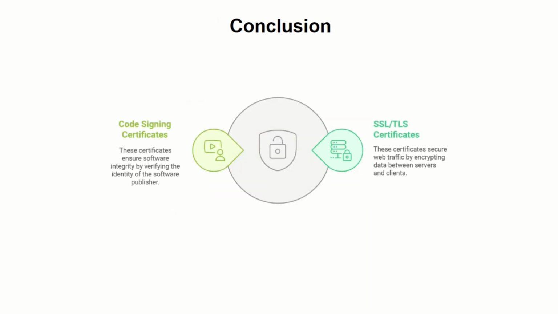So, to summarize, certificates for applications are essential for ensuring secure communication, verifying identities, and building trust with users. Whether you are securing web traffic with an SSL/TLS certificate or ensuring the integrity of software with a code signing certificate, they are crucial components for maintaining a secure and trustworthy application.